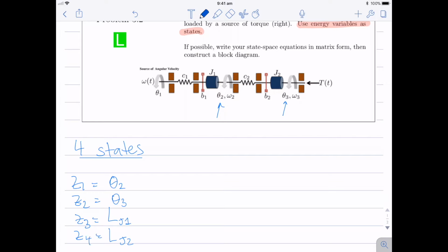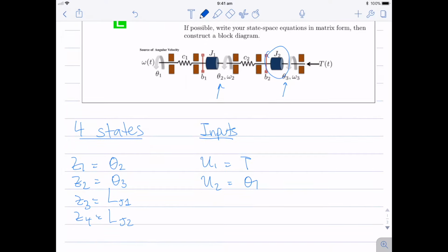Alright, after the states, I need to define my inputs. And it's natural for us to want to choose, for example, angular velocities and the torque as the input. Certainly we're going to need the torque as an input. It's going to show up on the free body diagram for J2, so we should choose that one. And much like what we did in class, the source of angular velocity might not find its way into our state space equations. I suspect that's going to be the case. We can always come back and change our inputs if we need to. So for now, I'm going to choose U2 is equal to theta 1, which of course is going to be the integral of that source of angular velocity.